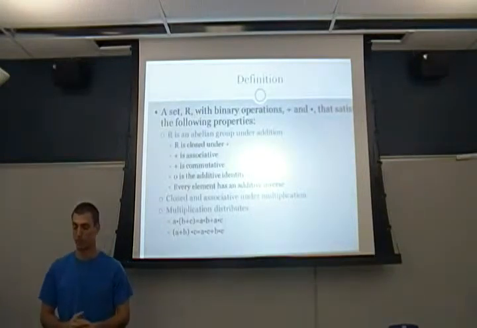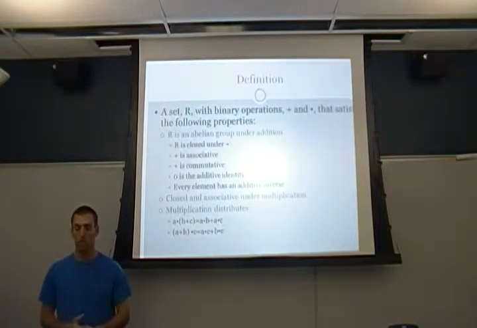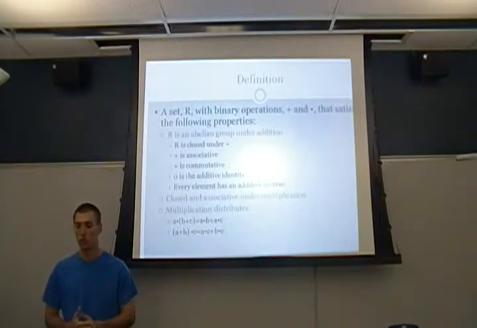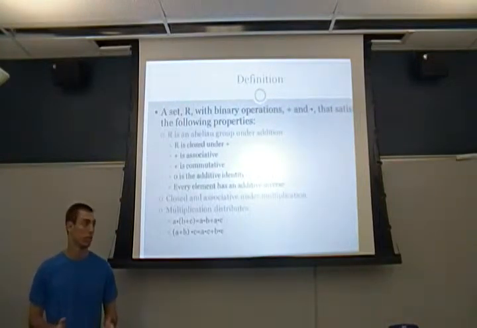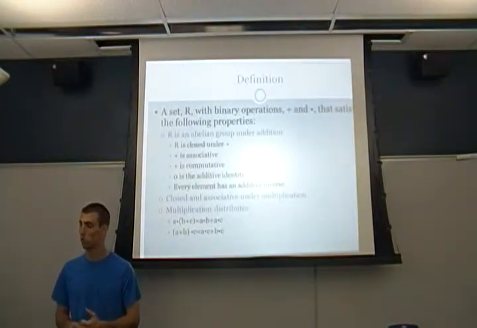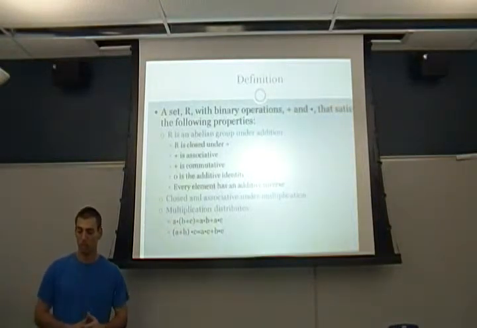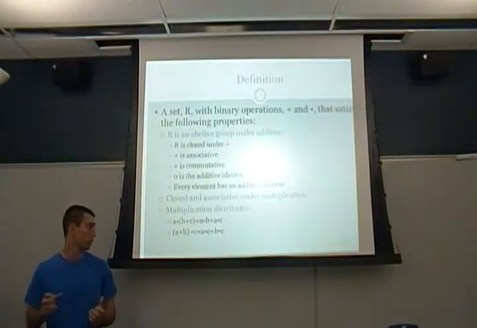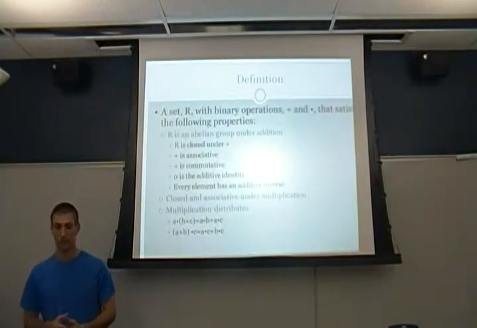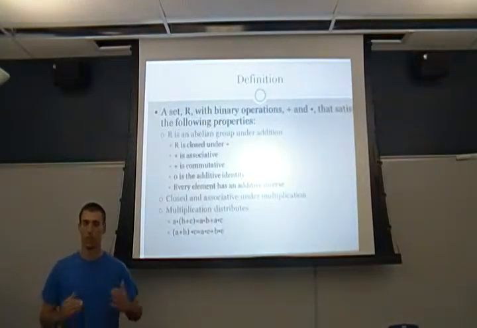R, the set, has to be an abelian group under addition, which we've learned about prior. R has to be closed under addition, it has to be associative, commutative, and have the additive identity 0, as well as every additive inverse has to be in R. It also has to be closed and associative under multiplication, and it has to distribute like so. So A times the quantity B plus C has to equal A times B plus A times C, and it has to work on both sides. So it can't just be left side distributed, it has to be both left and right sided.